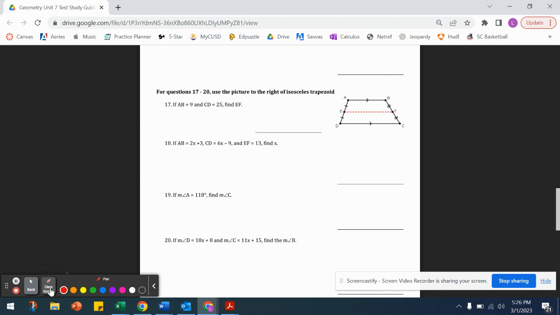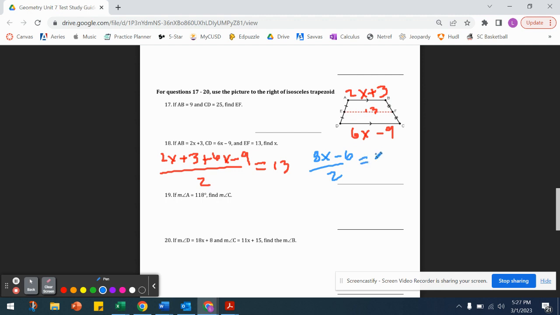Okay, but on the next one, it's the same thing. If I take the top, which is 2x plus 3, and the bottom, which is 6x minus 9, if I add those together, 2x plus 3 plus 6x minus 9, and you divide it by 2, that's going to equal the middle. And they tell us in this problem that the middle is 13. So we're going to solve. I'm just going to combine like terms. I'll put this in blue because this is kind of getting all over the place. That's going to be 8x minus 6 all over 2 equals 13.